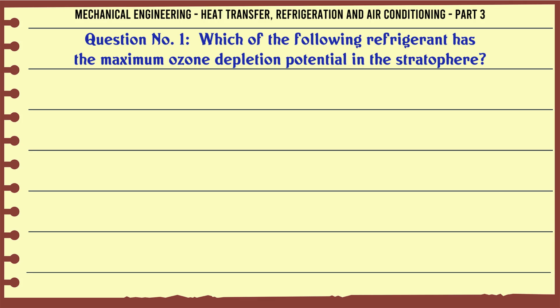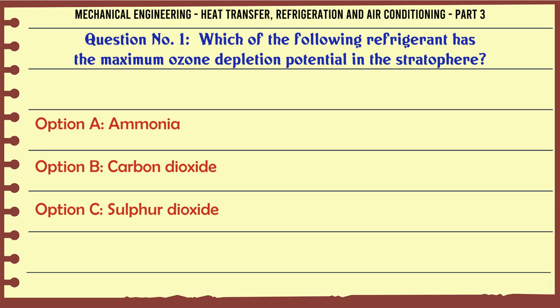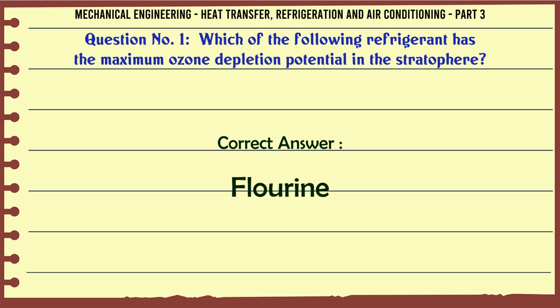Which of the following refrigerants has the maximum ozone depletion potential in the stratosphere? A. Ammonia. B. Carbon dioxide. C. Sulfur dioxide. D. Fluorine. The correct answer is fluorine.